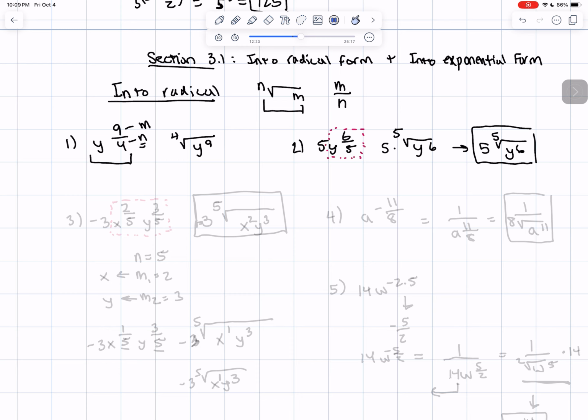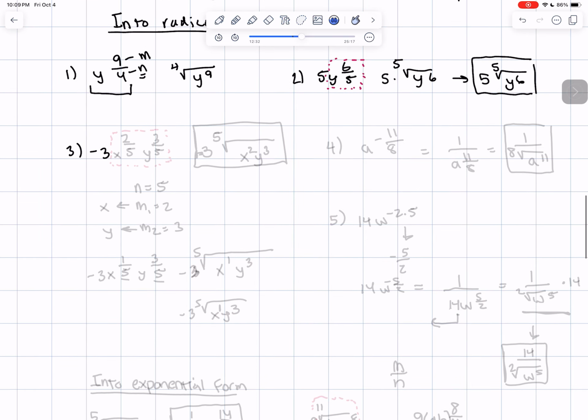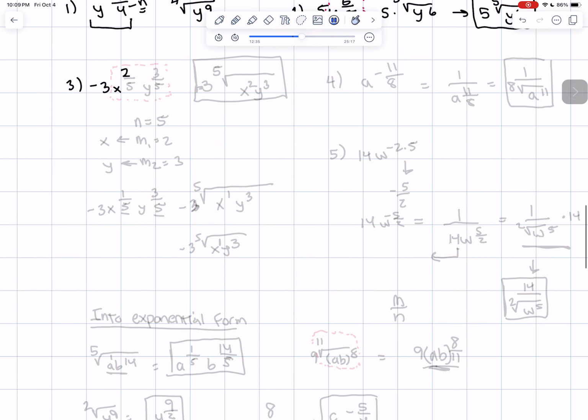But what if we have two fractions involved? So let's see that as an example. Negative 3x to 2 over 5, y to 3 over 5. Well, one thing I know is I'm going to look at the denominators of my two fractions. And before I do that, I'm going to separate this guy onto its own little island again. I'm not looking at the negative 3. If I have the same denominator, that means my n is going to be the same. So n is going to be 5.